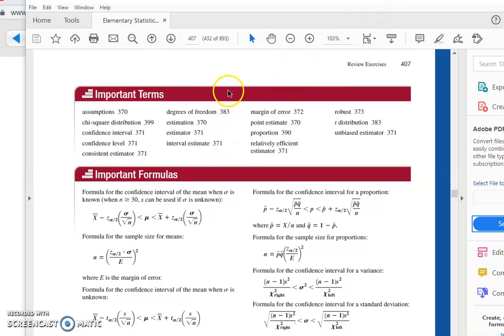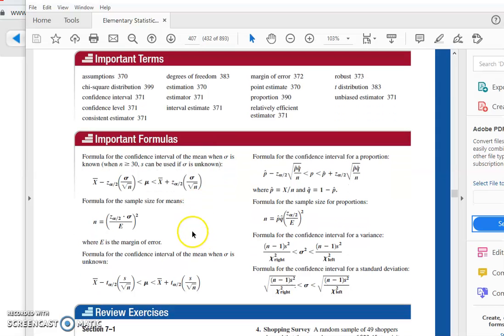Now this is the next page. This is important formulas. This is the formula that we have been talking about. There's a lot that can be learned just by looking at a formula. So for example, this is the formula for the confidence interval of the mean when sigma is known. Okay? So what we're saying is that mu is in this interval, x bar plus or minus this margin of error here. I want you to notice that the n is in the bottom of this term.